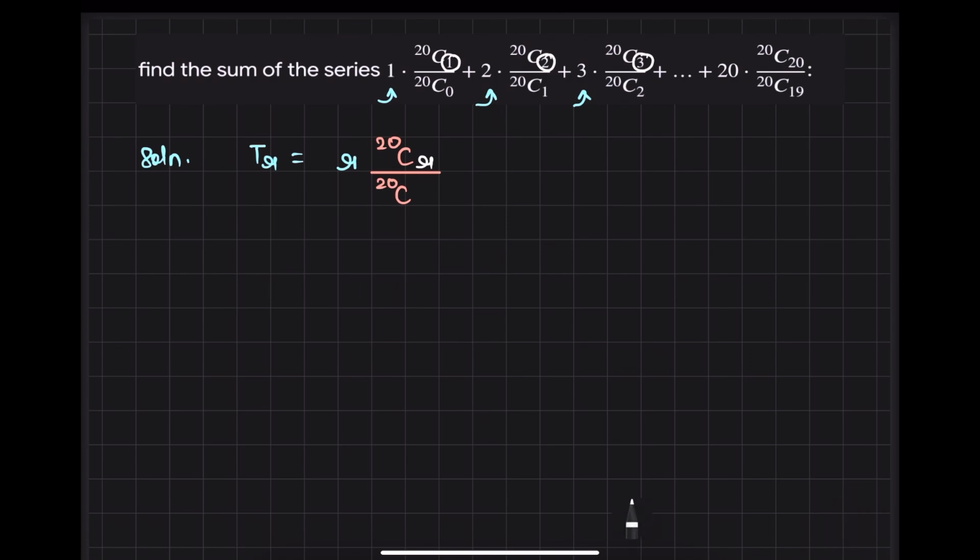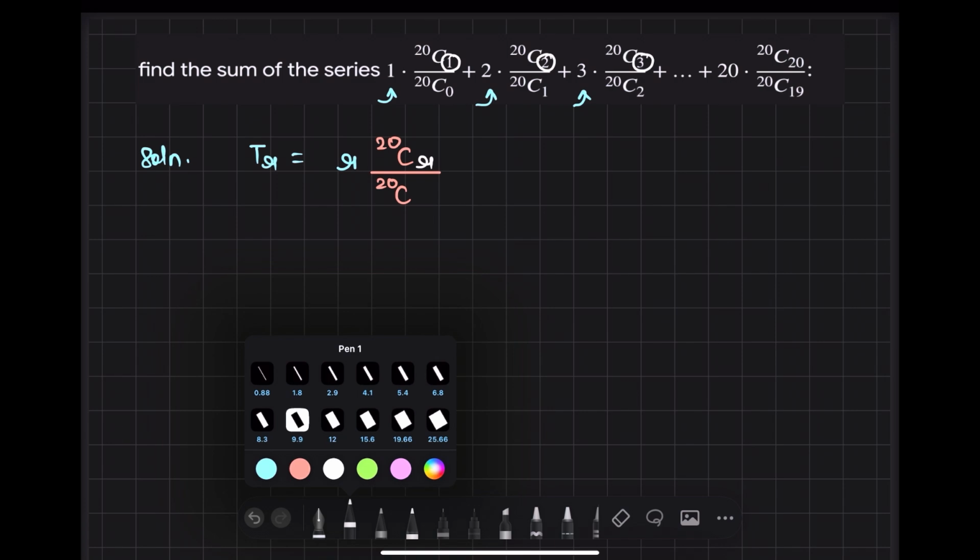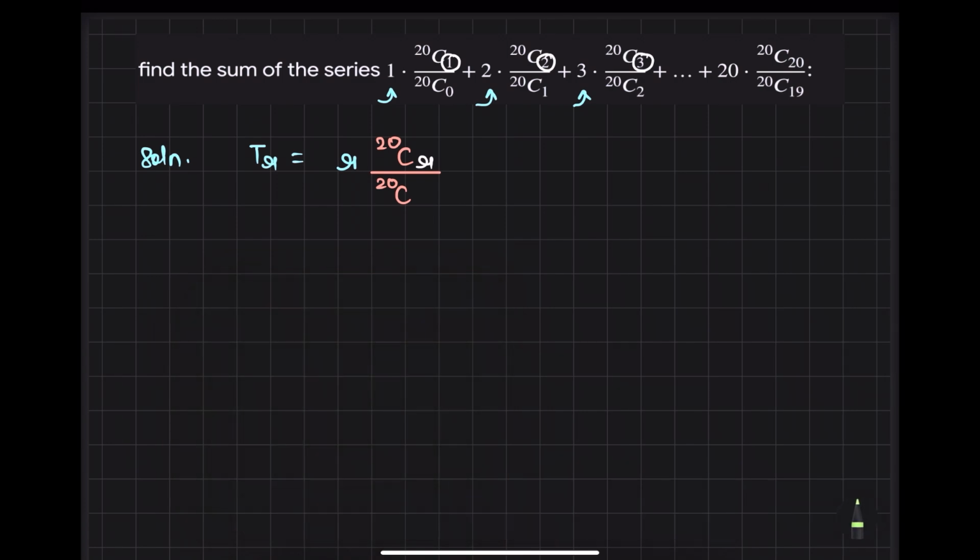Okay, now look at the denominator part. In the first term it is 0, second term it is 1, third term it is 2. So whatever I am telling you, you are just answering a number less than that, correct? So can I write r minus 1? Is this correct or wrong? Correct. Now for beautification, do a little bit of simplification.